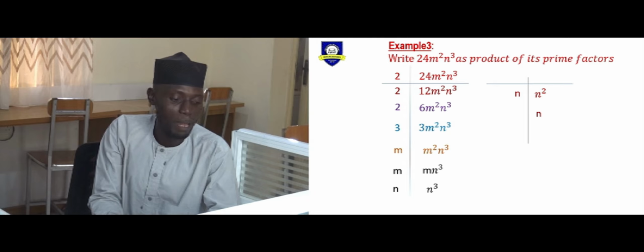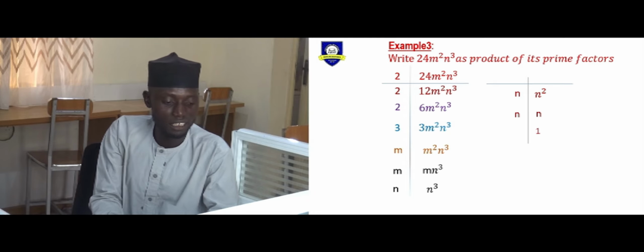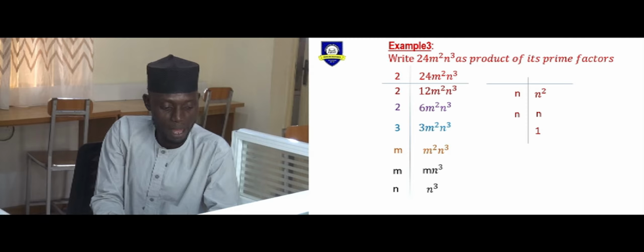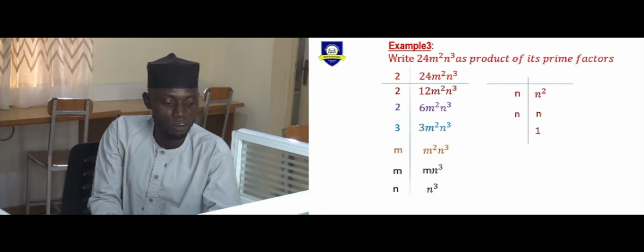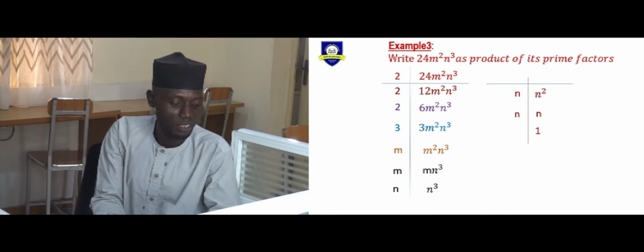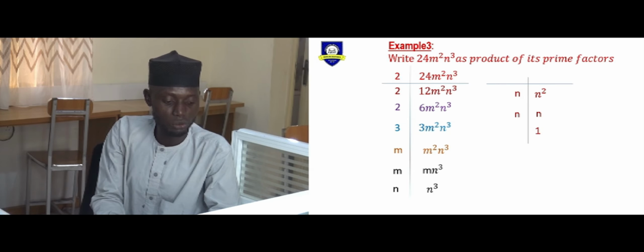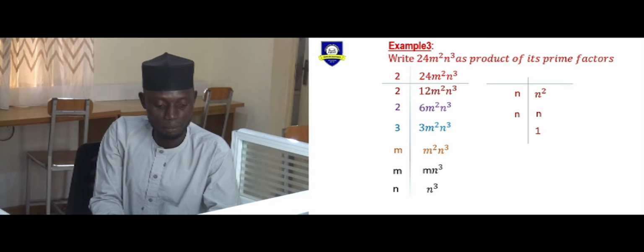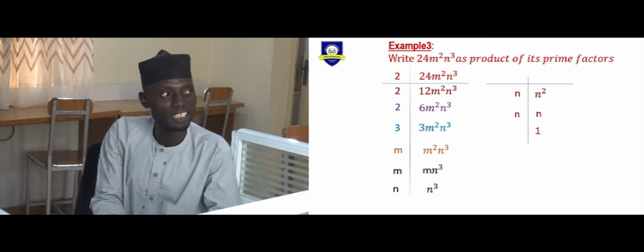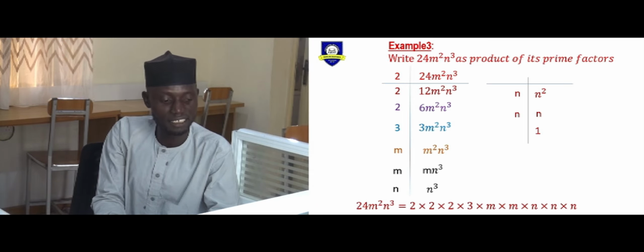So the prime factors, the factors we have on the left hand side of the table, are 2, 2, 2, 3, m, n, n, n, which gives the product or the prime factors of the given number 24m square NQ. So we have it this way: 24m square NQ equals 2 times 2 times 2 times 3 times m times n times n times n times n, and that answers the given question.